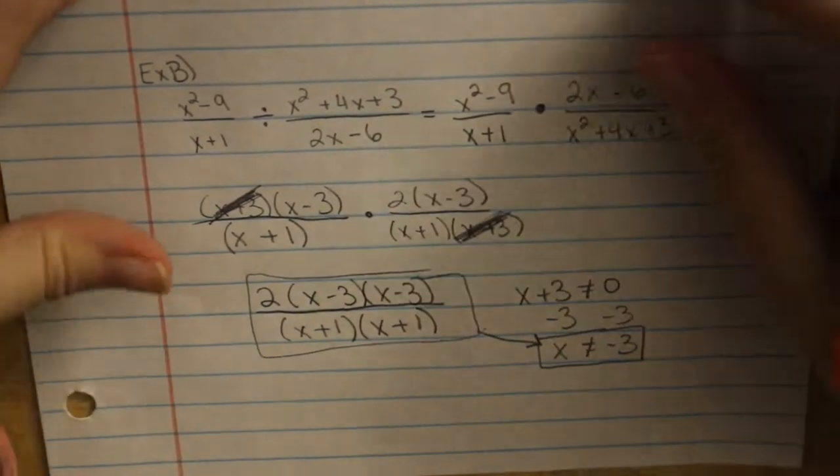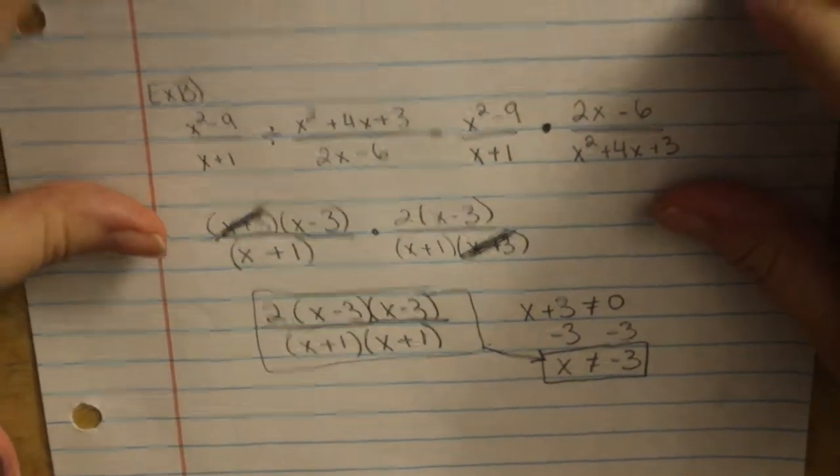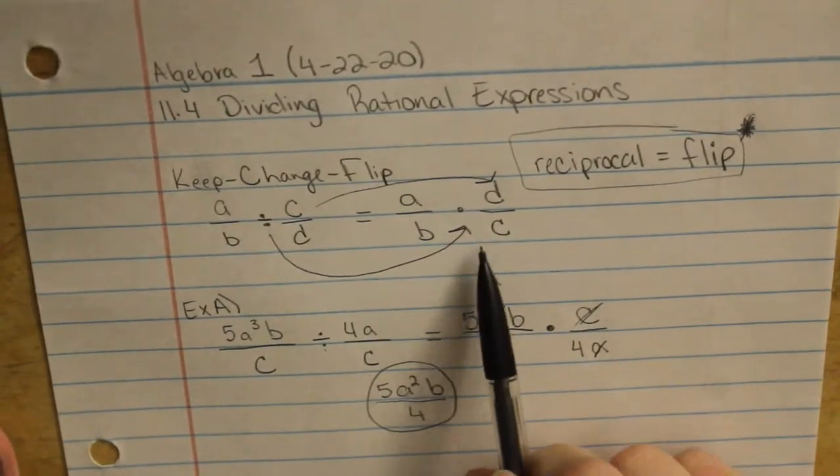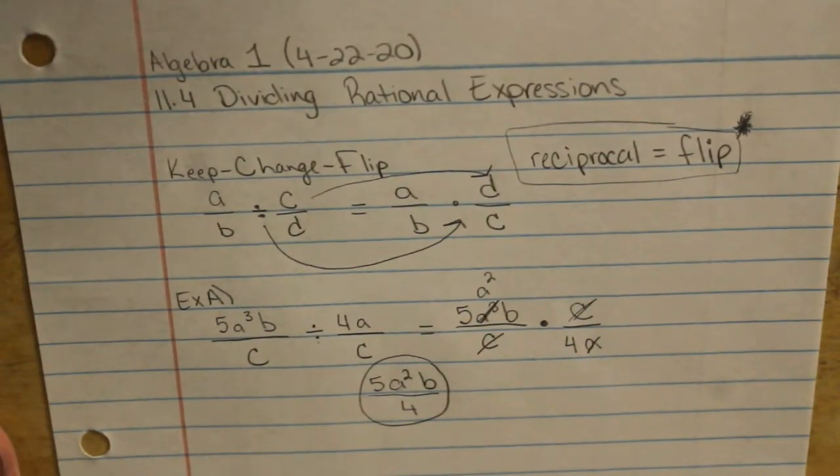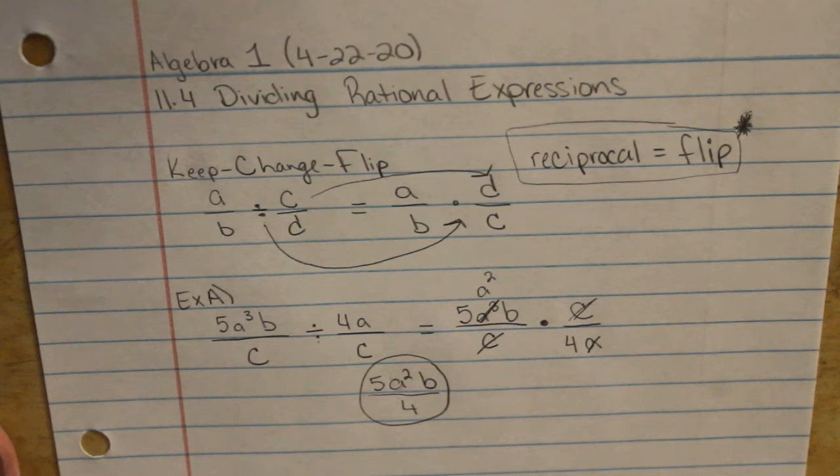So that is all for 11.4. It is just remembering the whole keep, change, flip thing that we learned when we were in pre-algebra, or that I taught in pre-algebra, that some people learned as low as, I believe it was 4th or 5th grade. So just reminding you of that. If you have any questions, let me know.